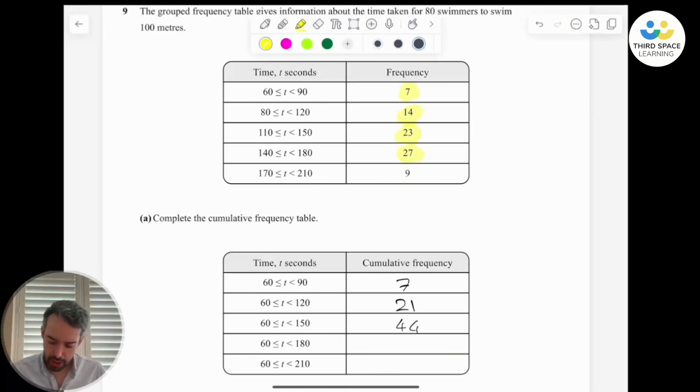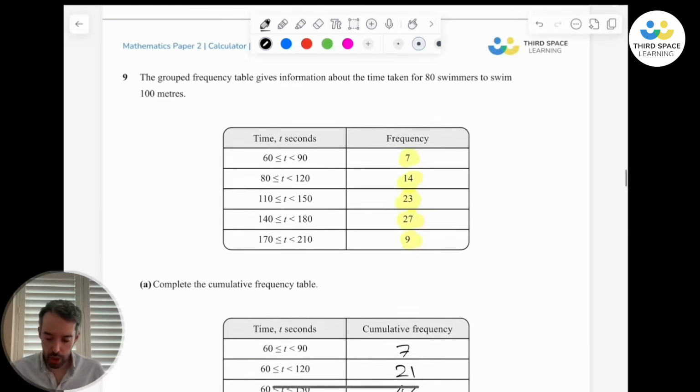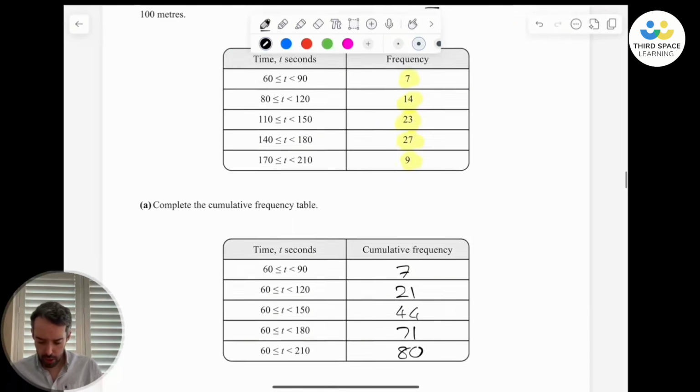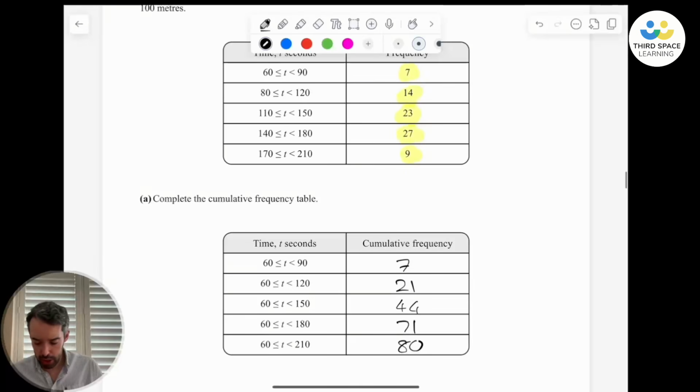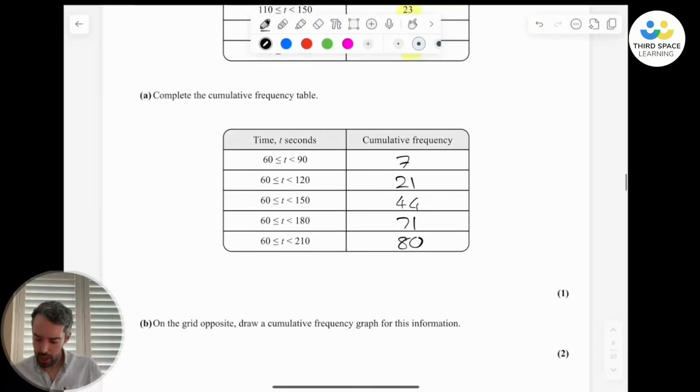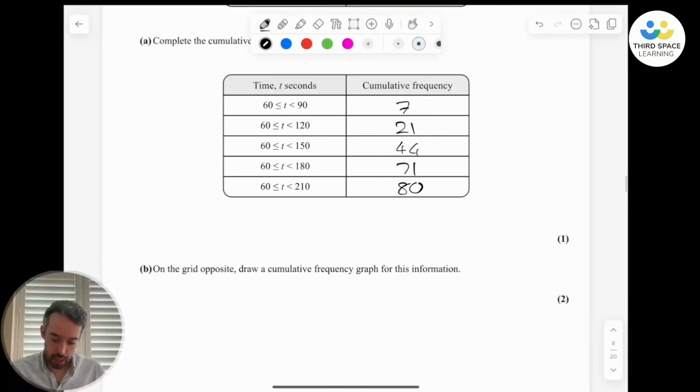Then the next one is add 27, which is 71. And then add the next one, and we get 80. Now that's good news, because we're told there were 80 swimmers. So that's 1 mark, and we have smashed it.